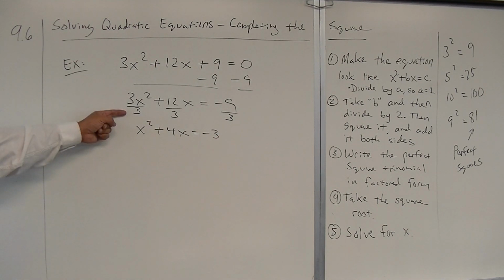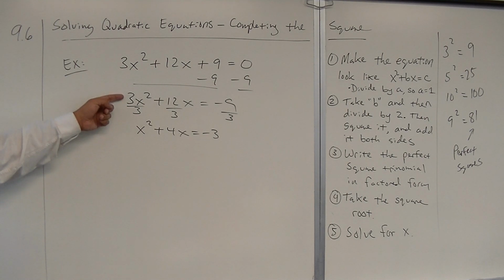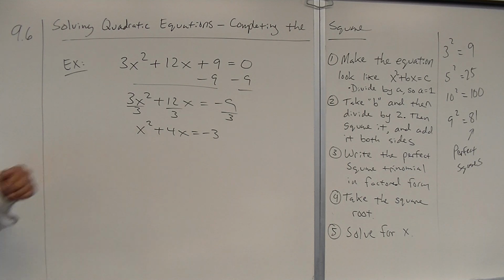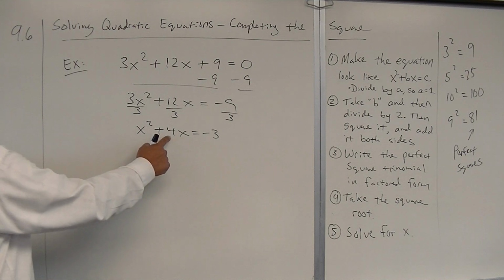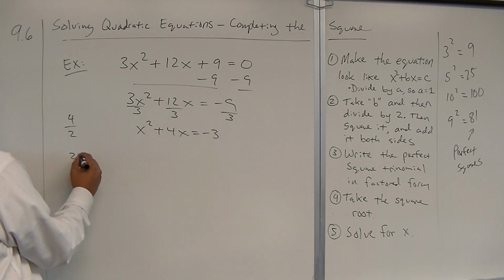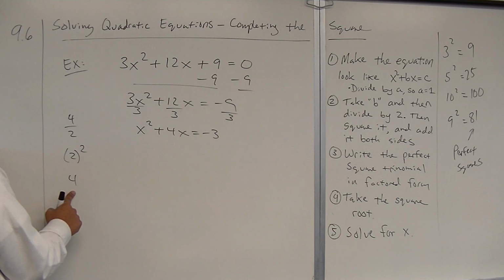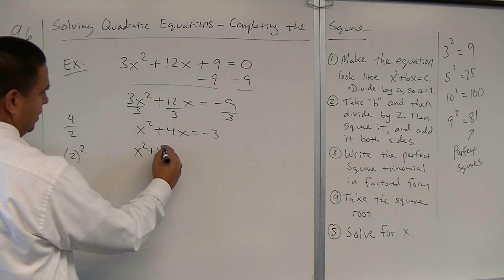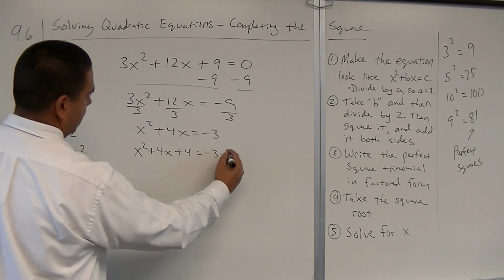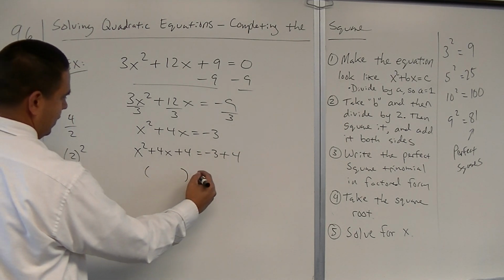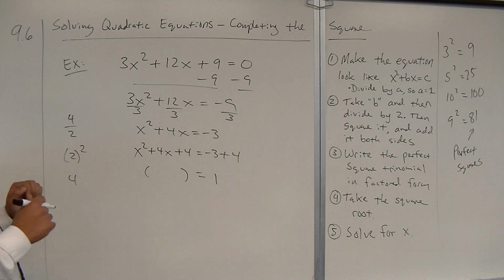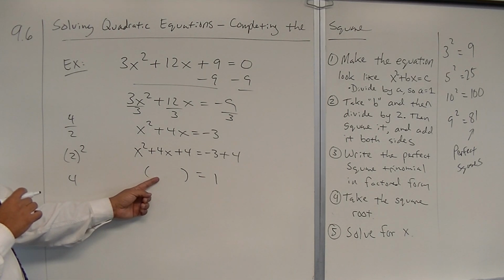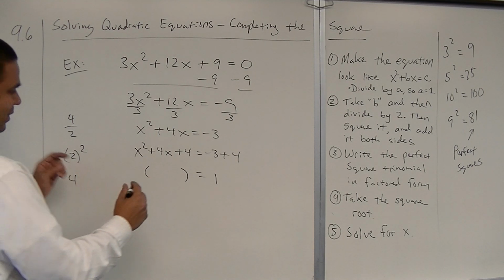Good. Notice, you guys gave me a good tip there, right? Divide by a. That way a divided by a gives us the 1. Then what? Take b and divide by 2, then you square it. Divide by 2, square it, it's 4. So that's what we add to both sides. So then we factor this. x plus 2.